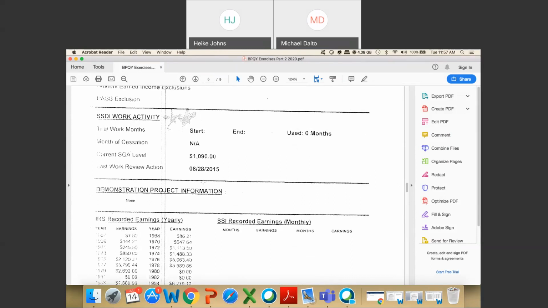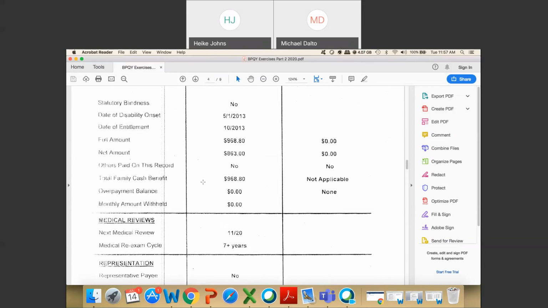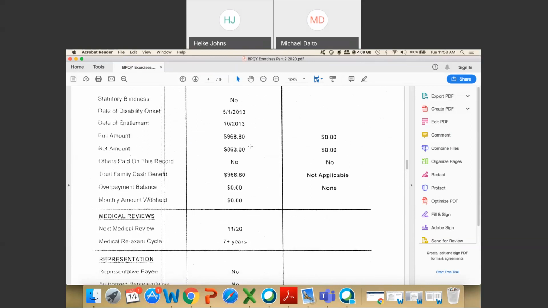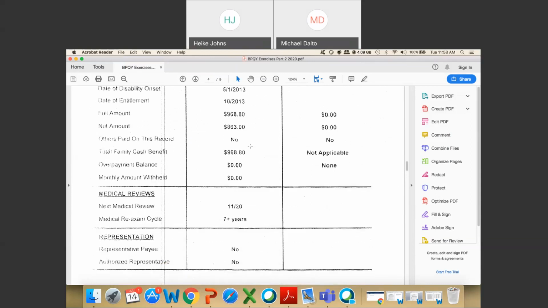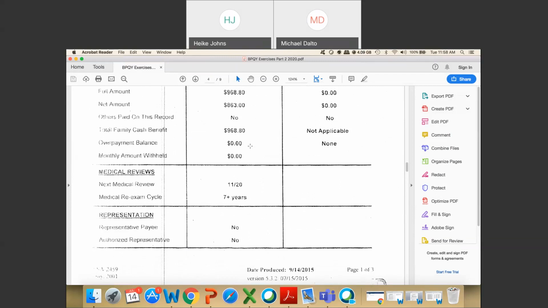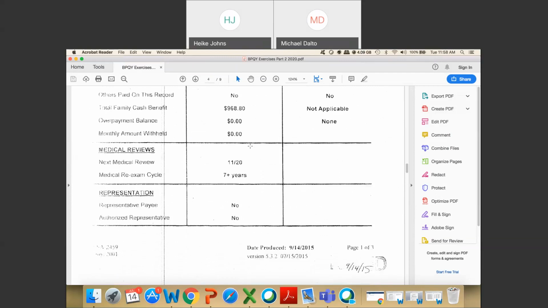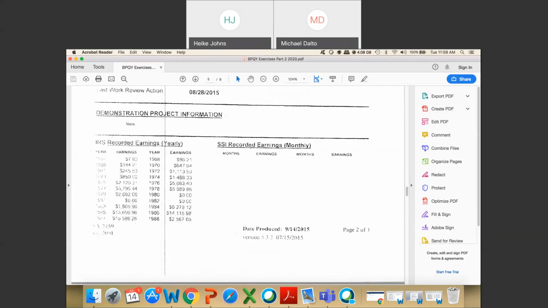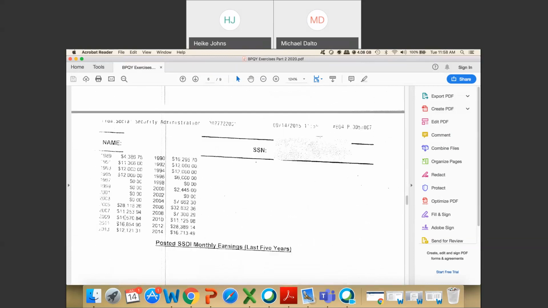Now, for this person, the onset date was May 2013. So was SGA possible within 12 months after that? Well, the 2013 earnings were over $12,000. So if that person worked every month in 2013, their average earnings would have been just over 1,000, about 1,010 a month.